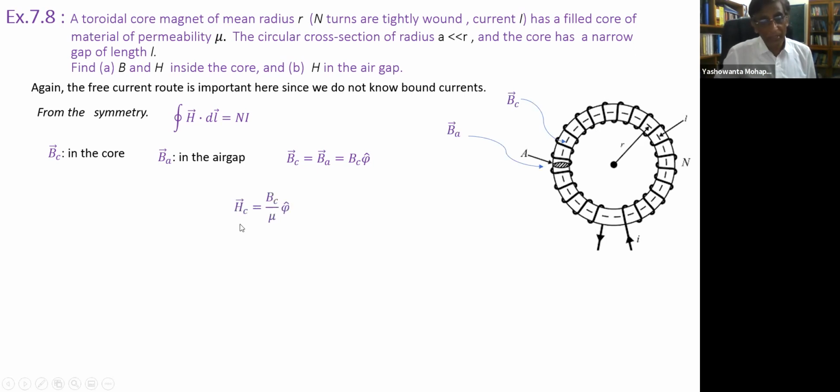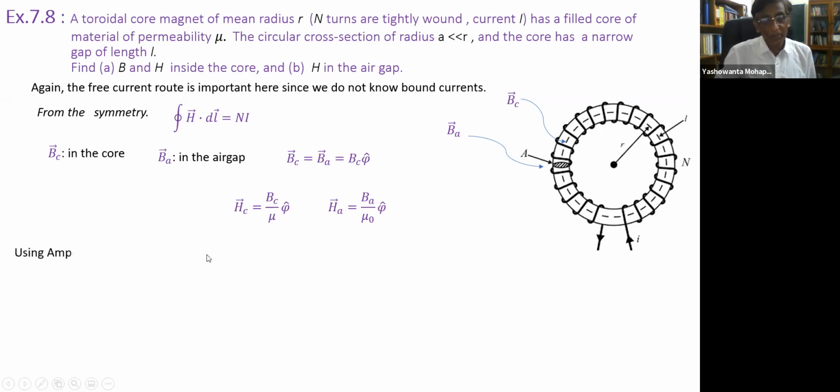So I can always write down my HC as BC by mu, permeability is given, phi. That's the core, meaning it's in the core. And of course, HA is, instead of mu, mu naught. So this is BA by mu naught, phi. Now I can plug this H into this equation.